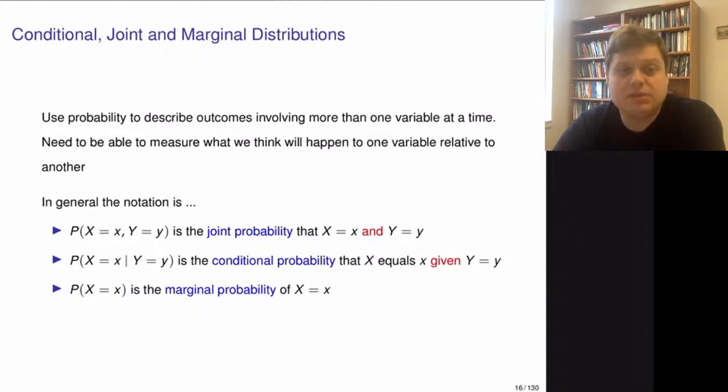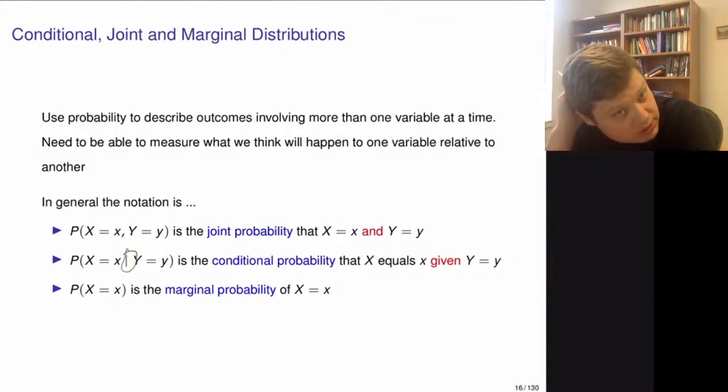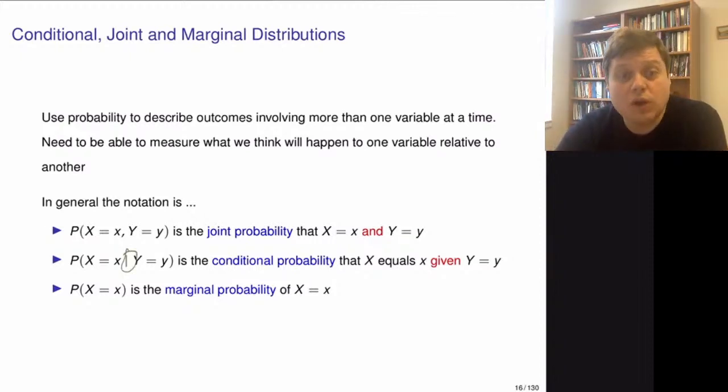And the next concept is conditional probability. And we denote the conditional probability by this vertical bar. So probability that x equals x, given that we know that y equals y, is the conditional probability of x given y.